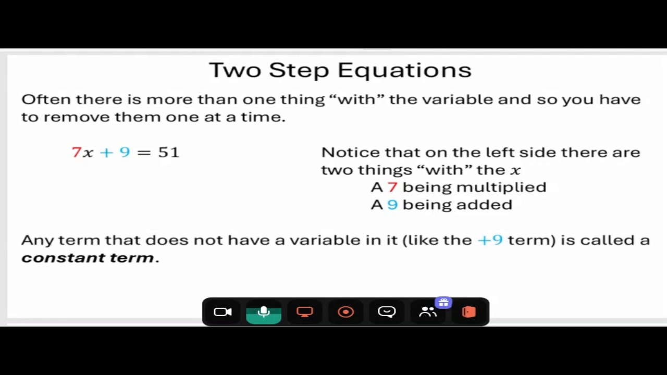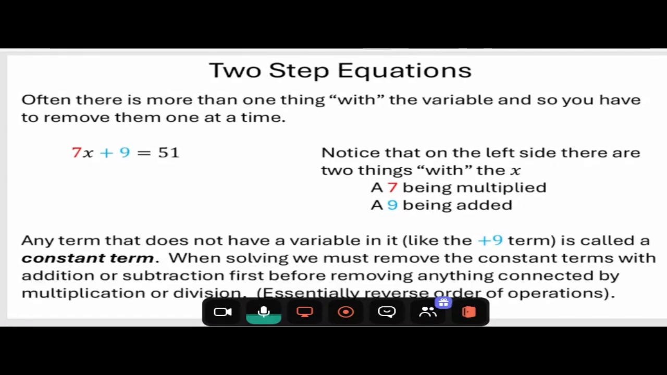So first thing we want to talk about is a constant term. A constant term is any term that doesn't have a variable. So like this plus 9 is a constant. So is this 51 over here, by the way, also a constant term. And when we are solving, we want to first remove those constant terms. And then we deal with whatever might be multiplied or divided by the variable. So the first thing we need to do is get rid of that plus 9.